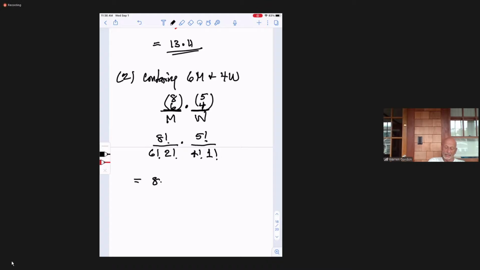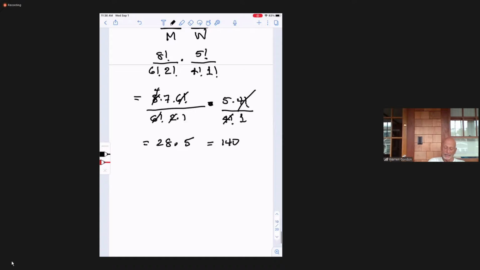So this gives me 8 times 7 times 6 factorial over 6 factorial times 2 times 1, times 5 times 4 factorial over 4 factorial times 1. So this gives me 28 times 5, which is 140.